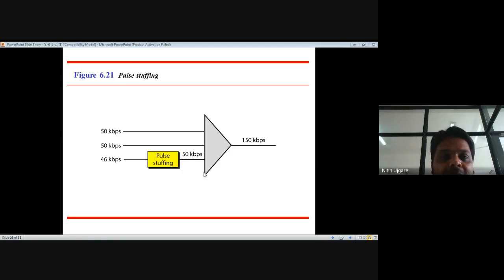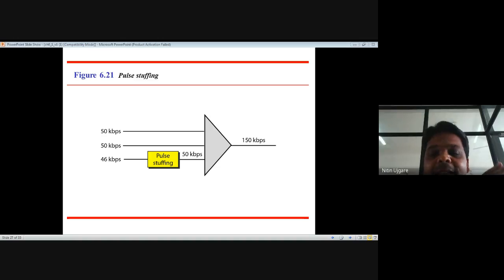Then comes the third one, that is pulse stuffing. We'll see what pulse stuffing is. Sometimes the bit rates of the sources are not integer multiples of each other. Therefore, neither of the above 2 techniques that we have discussed can be applied in such circumstances. So the solution is to make the highest input data rate the dominant data rate, and then add dummy bits to the input lines with the lower rates.